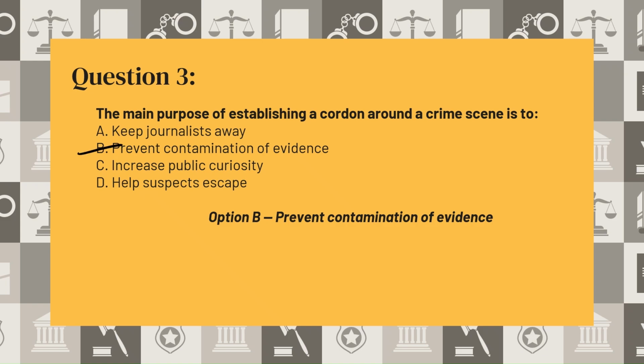Now, a crime scene is extremely fragile. Every unnecessary person who enters the crime scene increases the chance of contaminating or destroying valuable evidence. And that's exactly why investigators establish the inner and outer cordon to protect the integrity of the crime scene.